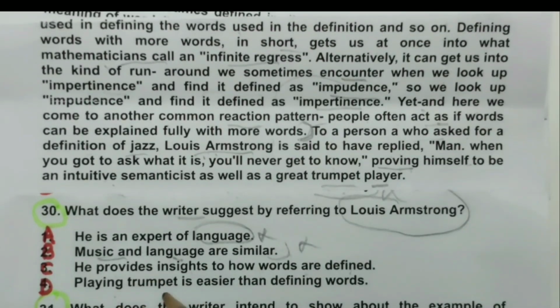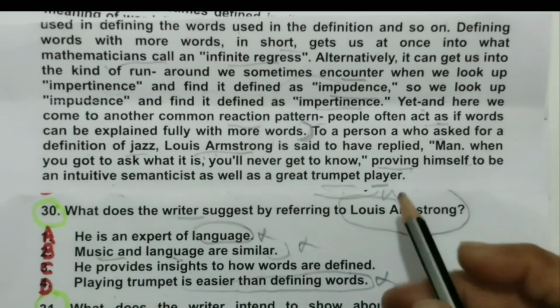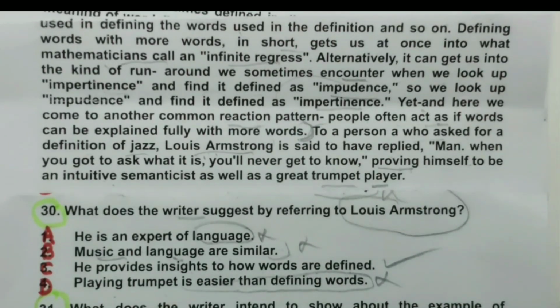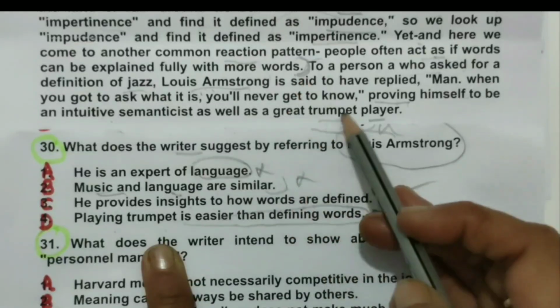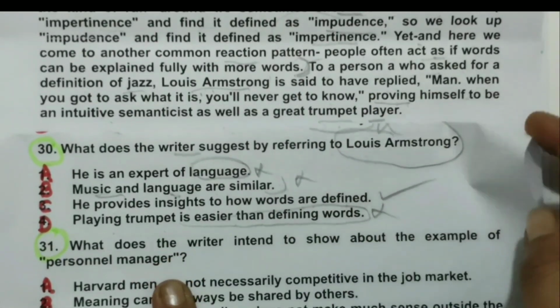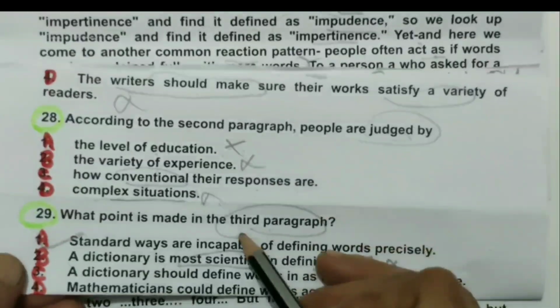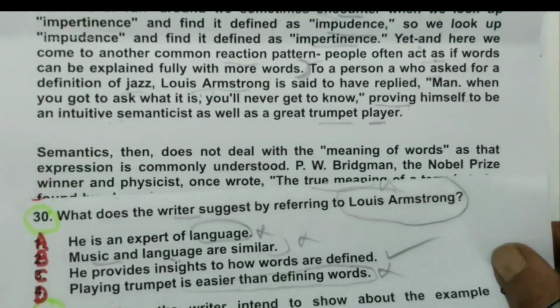Okay, playing trumpet is easier. So this comparison is also not there. So this is also a wrong sentence. So what we have left, only this much is left. C number. Okay, so that's why always read the statement, but this is easy. But the questions like third paragraph, second paragraph, so this is difficult, open kind of questions are there.